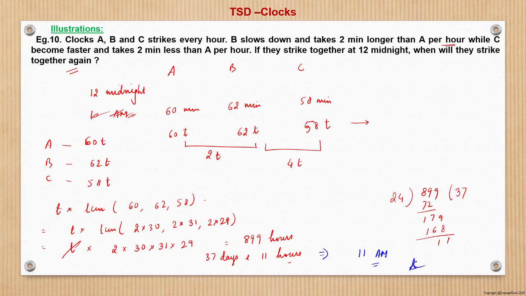So this was more of a question pertaining to LCM. The only concept we had to use is that A will strike every 60 minutes, B every 62 minutes, and C every 58 minutes. So what is the earliest they will strike together? That will be nothing but the LCM of the three figures, 60, 62 and 58. And that is 899 hours, that is 37 days and 11 hours, which means 11 a.m. on the 37th day from today. So this is the answer to this question.